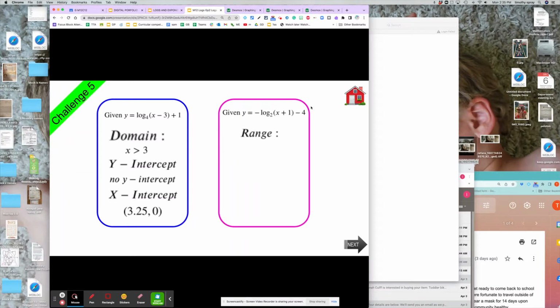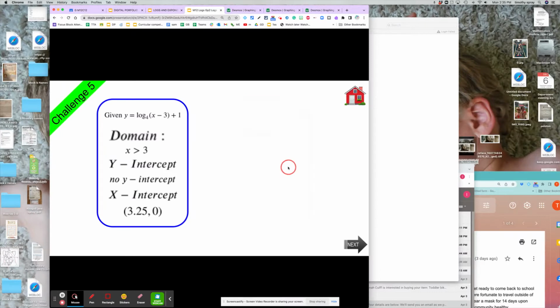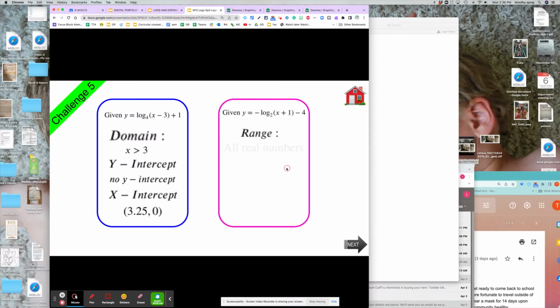The range for this guy, let's take a peek at this guy. What would the range be? This is a logarithmic function, so there'd be no restriction on the range, because remember, an exponential function is going to go both up and down. Okay? Let's see what else we got here.